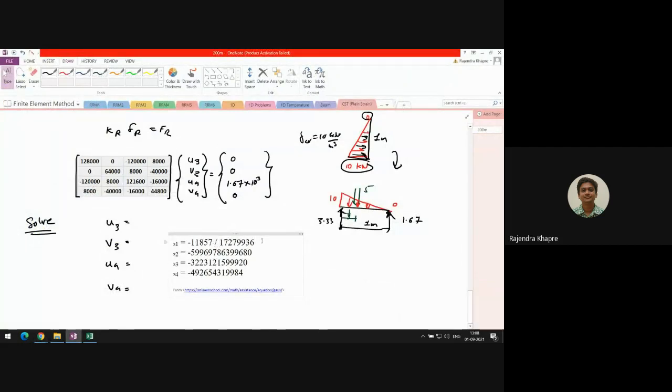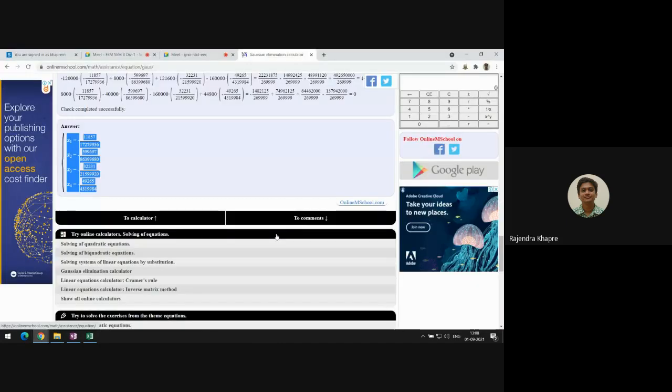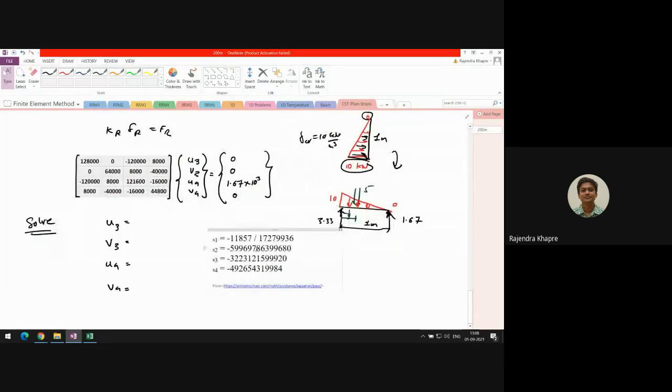Can someone tell me what is x1, please? Sorry, 0.207. Wait a second, let me write it down. U3 is how much? 0.207. Negative or positive? Positive. It should be positive, because the load is from left to right, so it should be in that direction. It is in mm, right?